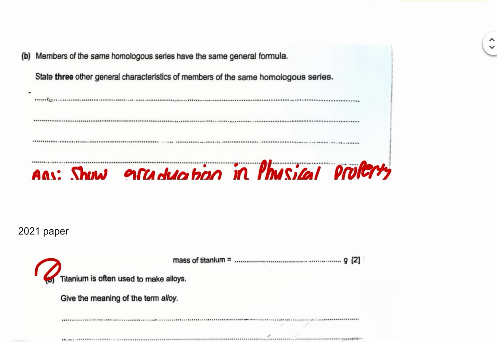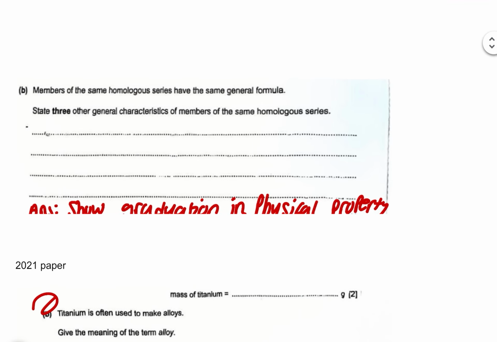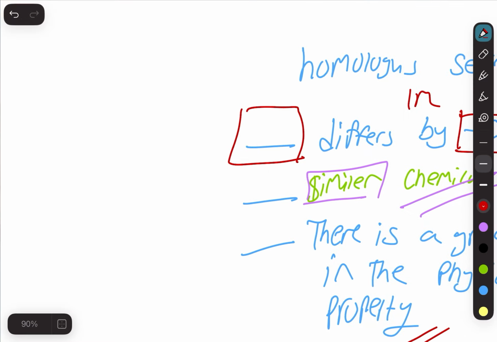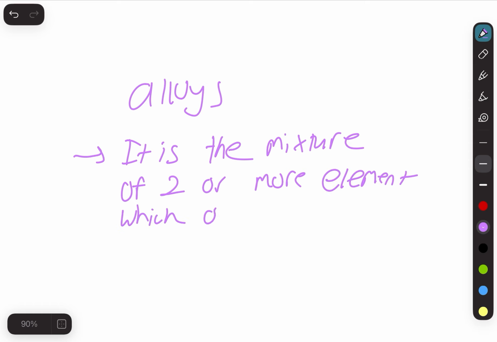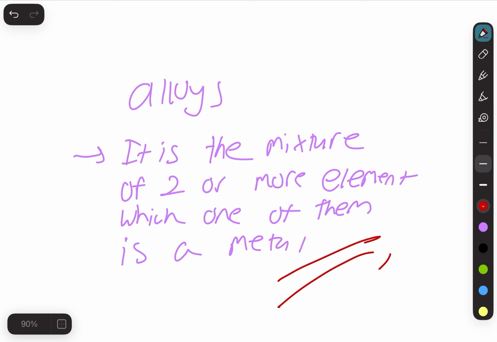Next question. Okay, titanium is often used to make alloys. Give the meaning of the term alloy. Okay, this question might sound a bit like, hey, what are you talking about? I don't understand. Okay, alloy is a very simple definition. I'm going to write it down here, okay? It is a mixture of 2 or more elements which one of them is a metal. That's it. That's solid 2 marks.